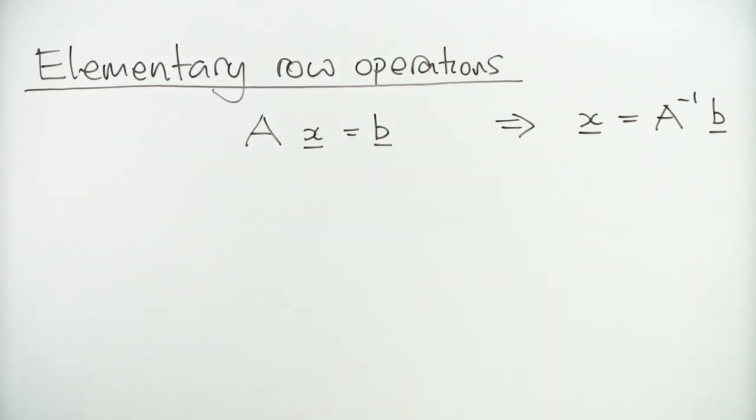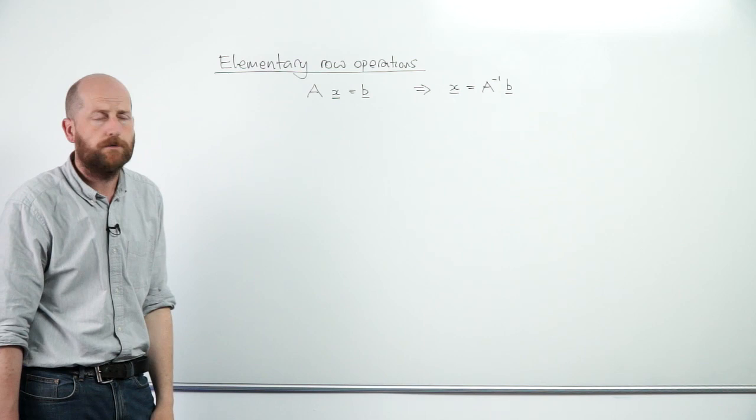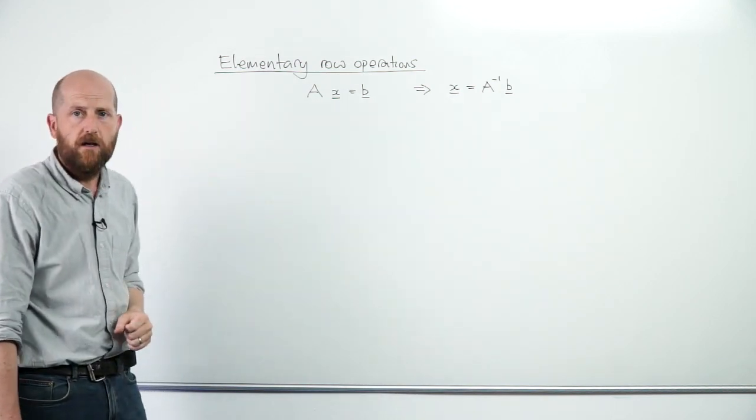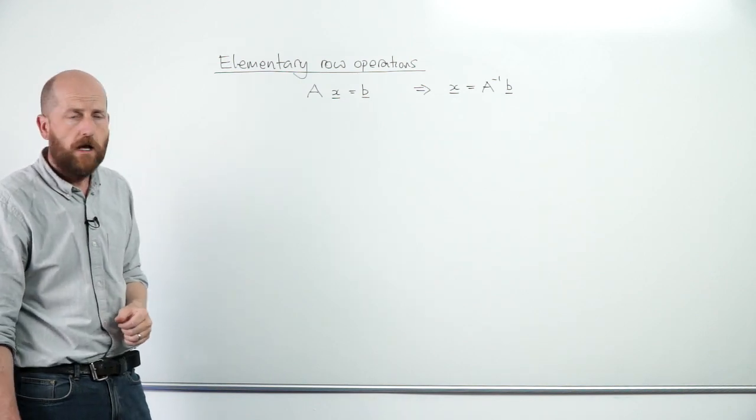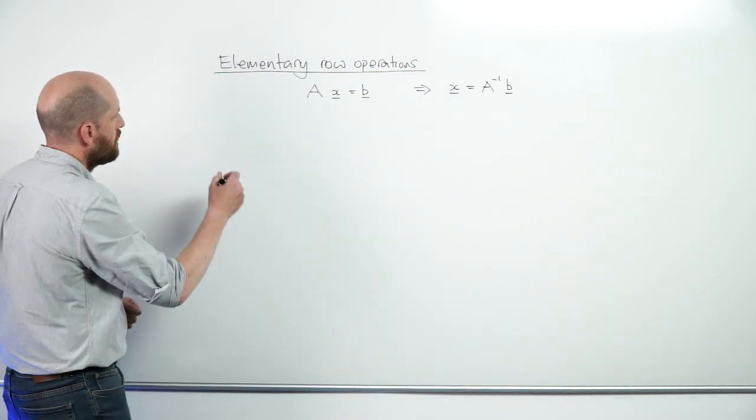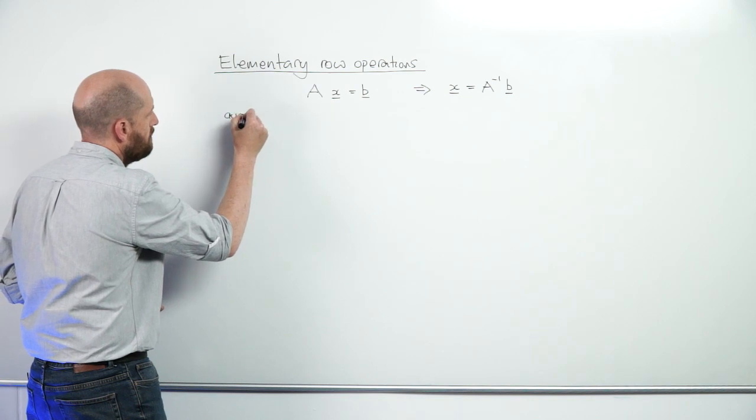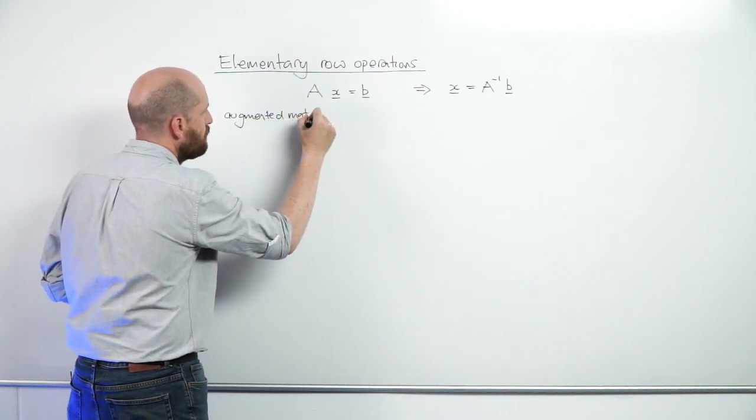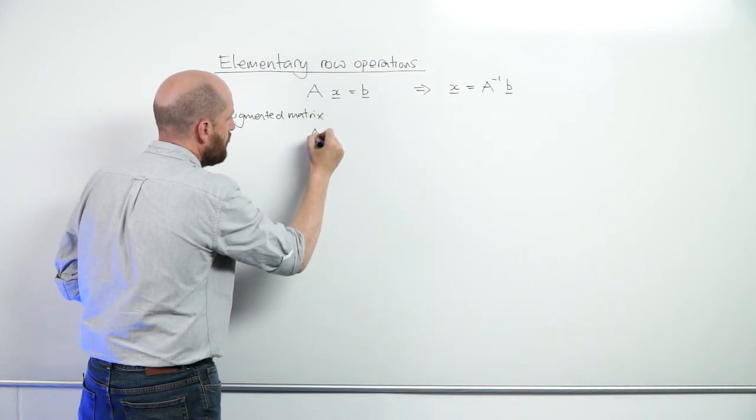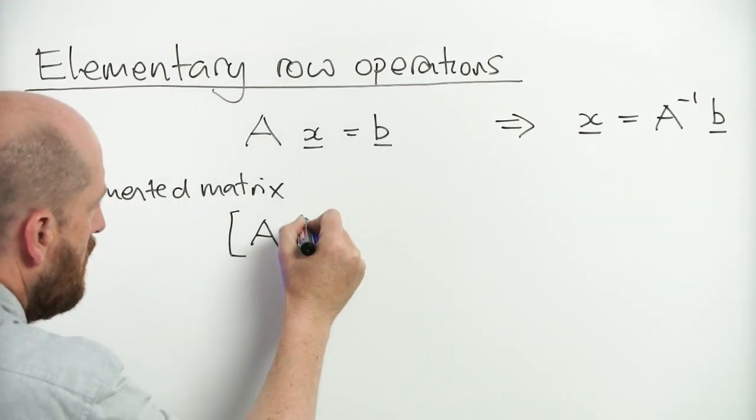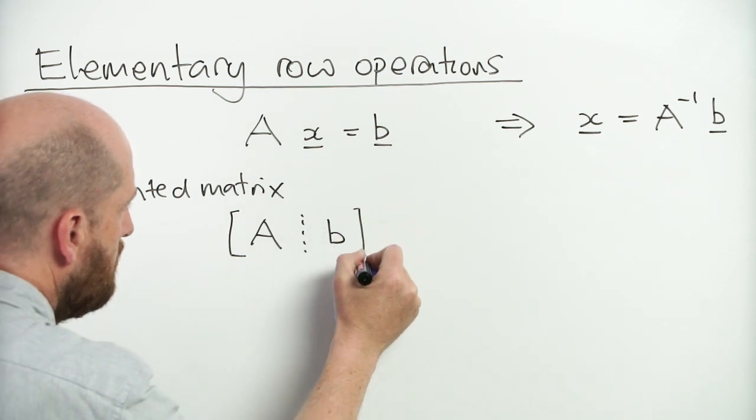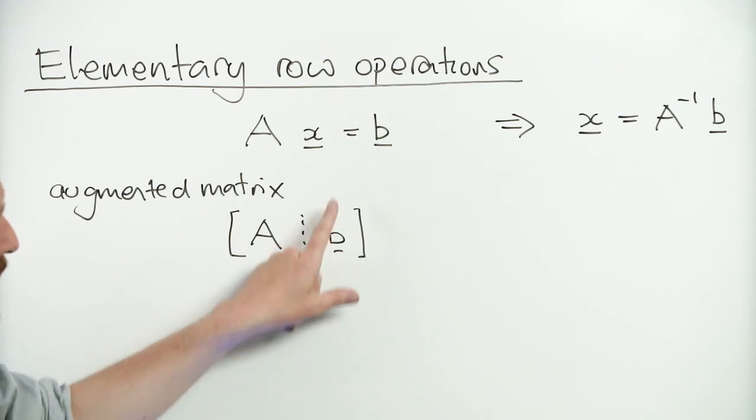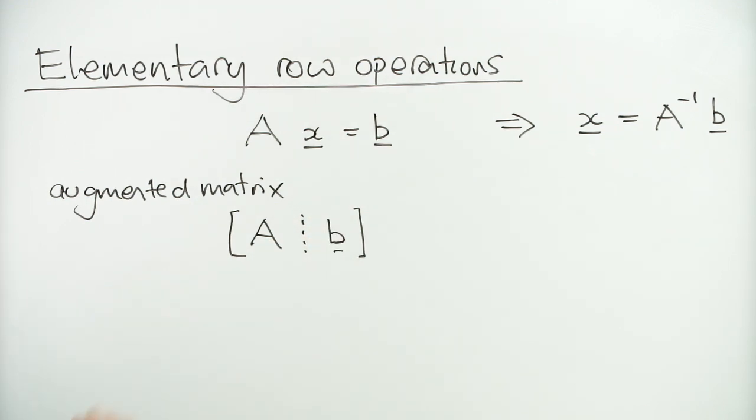It may not exist, or it may be very difficult to compute. So another method of working out the solutions in X is to use elementary row operations. So the first stage is to create the augmented matrix. The augmented matrix is a matrix which we make out of A and B. So effectively we make a larger matrix than A by adding in that column vector B.